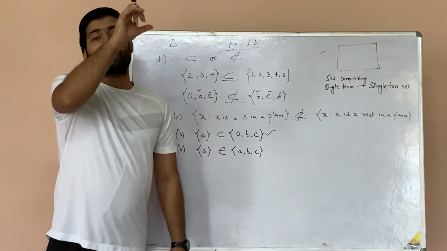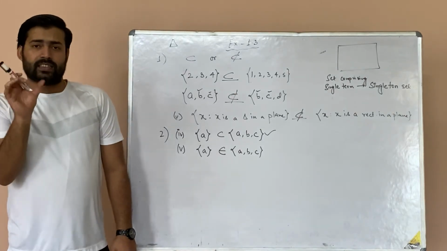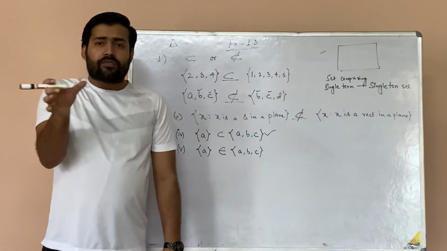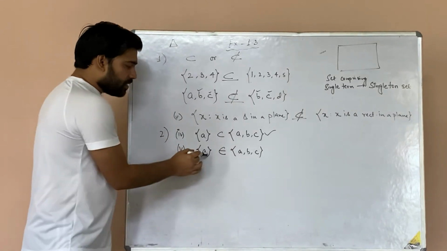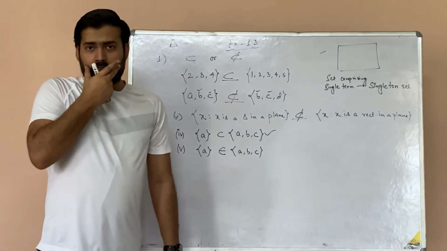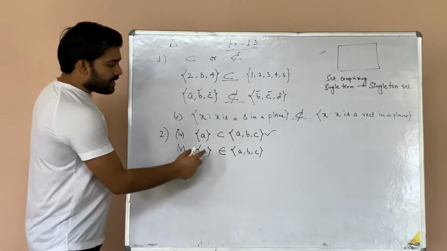So the elements belong to the family. Family means what? The set over here. The Guptas is a set. That's a family. That family is comprised of members. So these are members, and the members belong to the set. Am I clear or not? Is this clear?